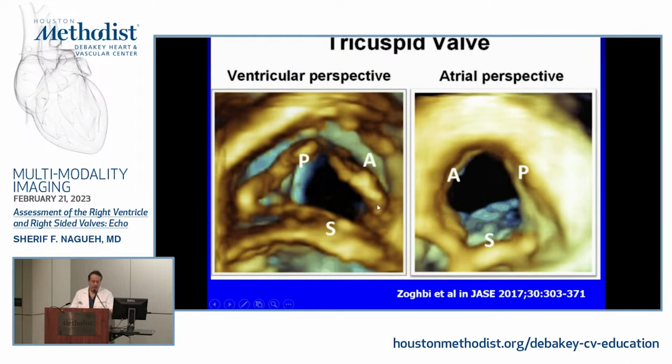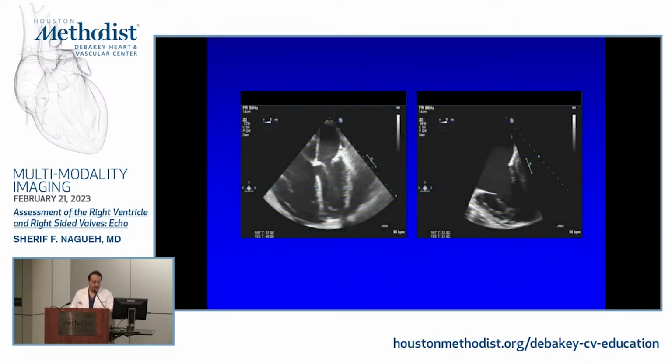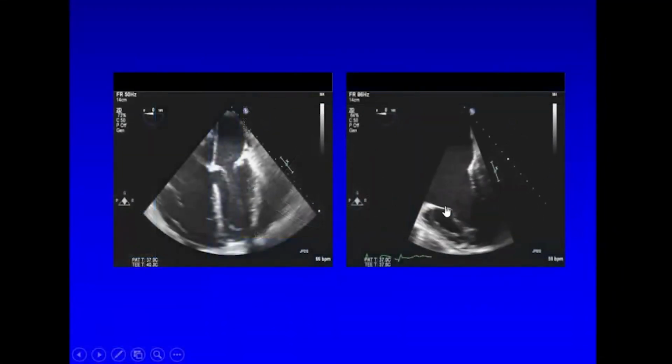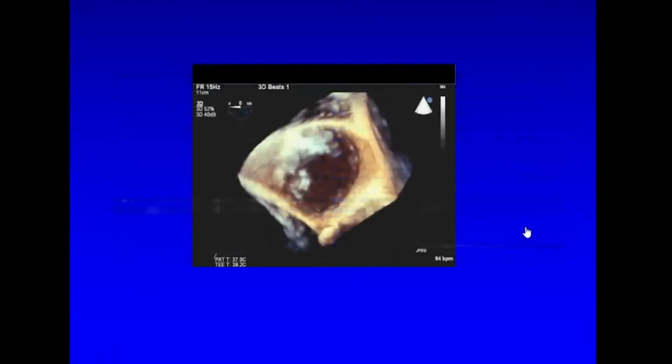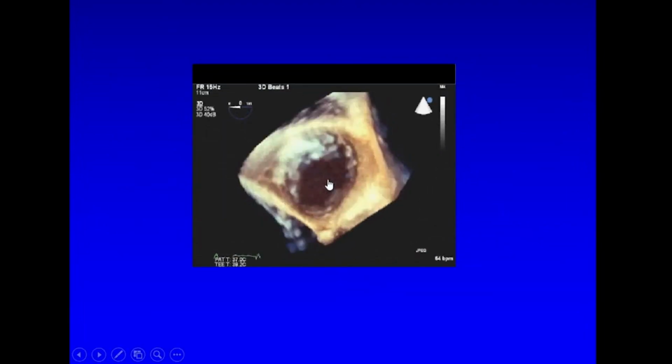These are different looks by 3D showing you the anterior, posterior, and septal leaflets of the tricuspid valve. And that's an example. Let's see if it will play. By TEE, albeit, showing you the RA big, the RV dilated, and you can see that the leaflets are not coapting. The upper limits of what defines a dilated tricuspid annulus is 40 millimeters or 21 millimeters per meter squared. The 3D is very nice. You can appreciate that there is a gap here through which the leak must be happening.